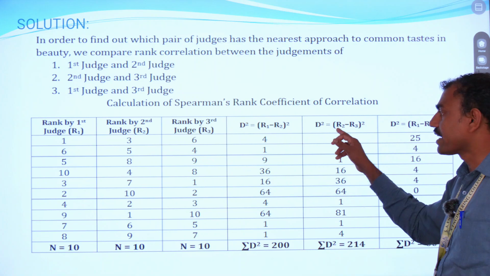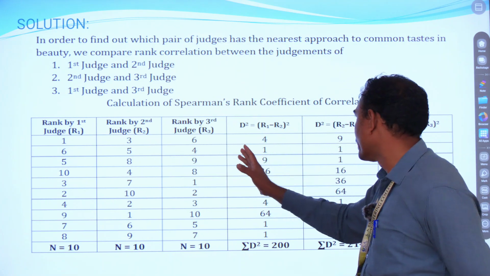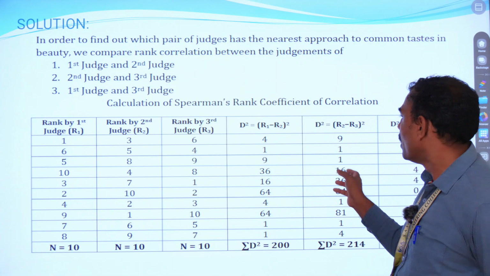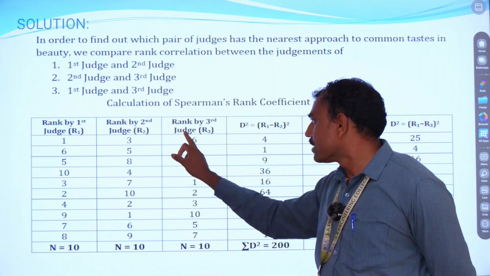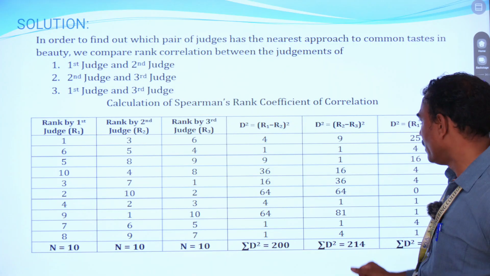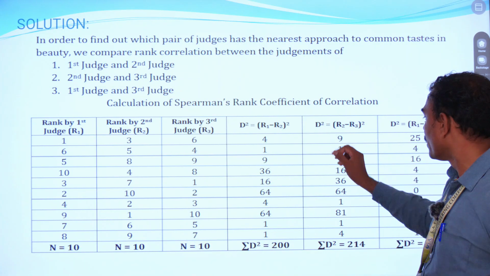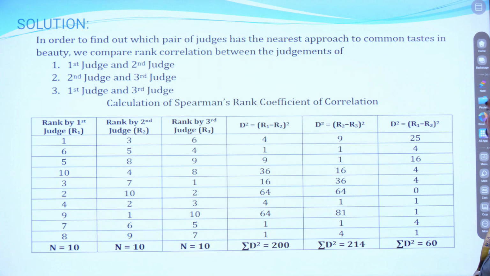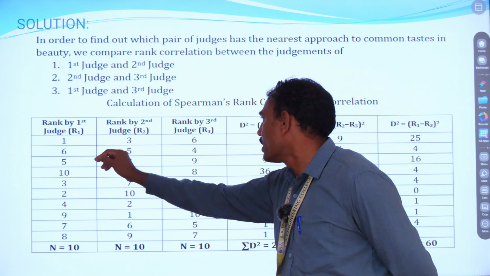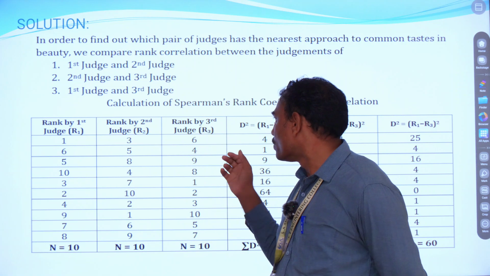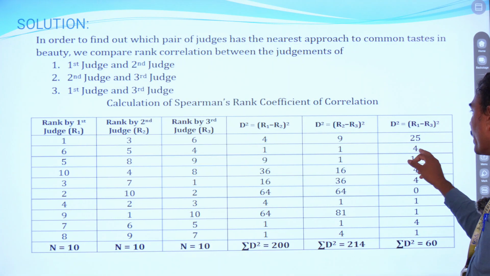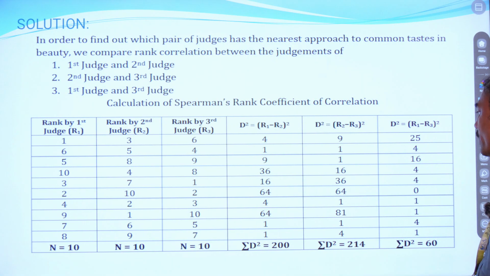Next, the second difference, for judge 2 and judge 3. D squared equals R2 minus R3 squared. R2 equals 3, so 3 minus 6 equals minus 3, and minus 3 squared equals plus 9. This is the second one, D2 squared. The third, D3 squared, is rank 1 minus rank 3, for judge 1 and judge 3. So 1 minus 6 equals minus 5, and minus 5 squared equals 25.